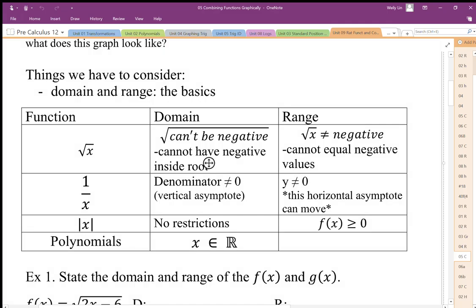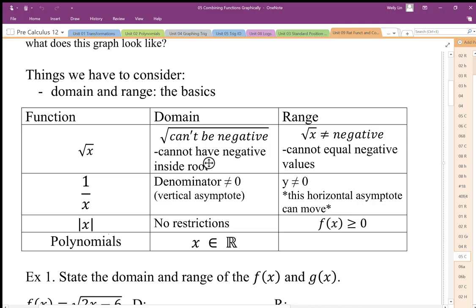to basic functions. And so we're going to look at square root functions, reciprocal functions, absolute value functions, and polynomial functions. And when we look at the domain of a square root function, there is a restriction. The restriction is it cannot be negative inside the square root. So that's going to affect the domain of a function when we combine it with something else. Same with the 1 over x. If we have an x in the denominator, we cannot have it equal to 0. We cannot have the denominator equal to 0. We're going to end up with vertical asymptotes. So that's going to give us a domain restriction.